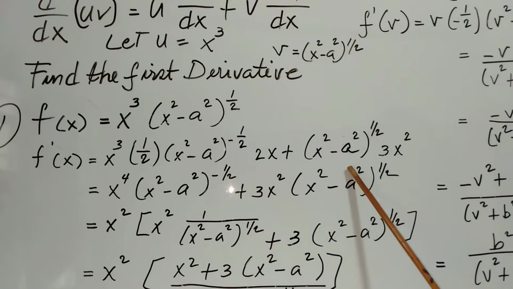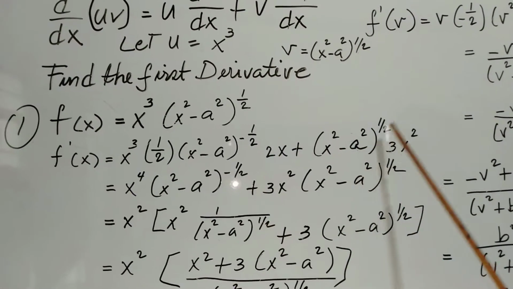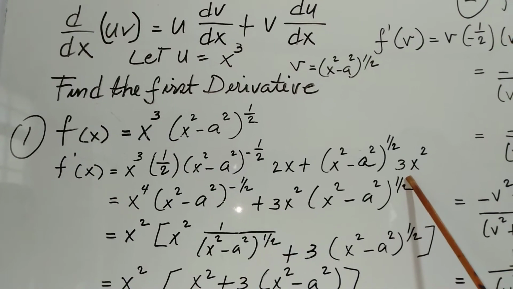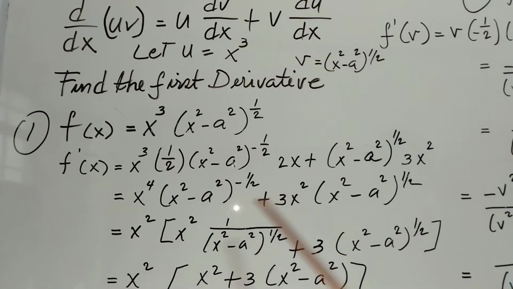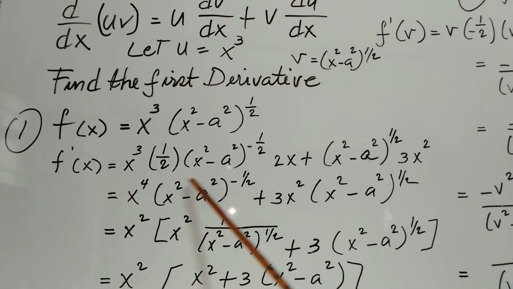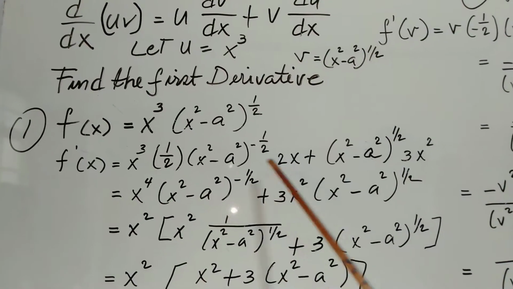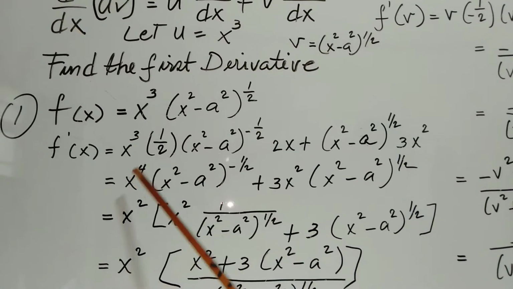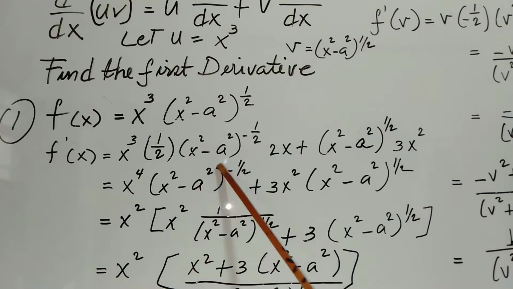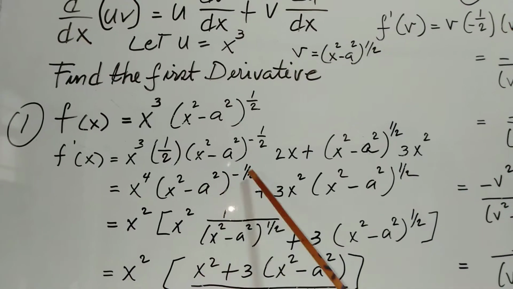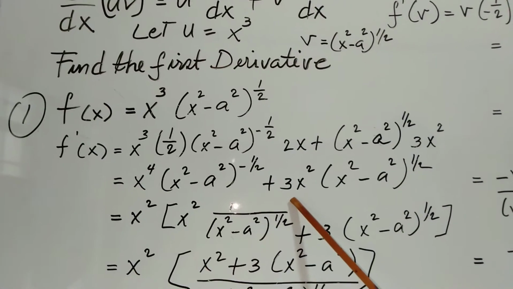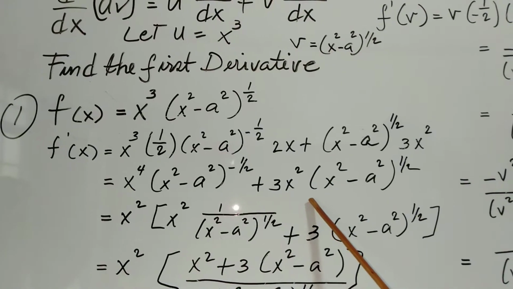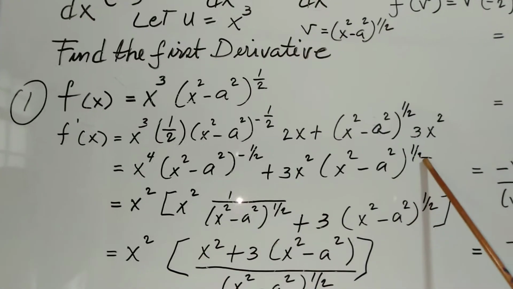v, the second term, times du. V is x squared minus a squared raised to 1 half. And the derivative of x cubed is 3x squared. So in our first polynomial here, 1 half times 2x is equal to x, no? You cancel out 2. So x times x cubed becomes x to the 4th, times this same binomial, x squared minus a squared, raised to negative 1 half. Plus, no? We transfer this in front. So 3x squared times the quantity x squared minus a squared raised to 1 half.